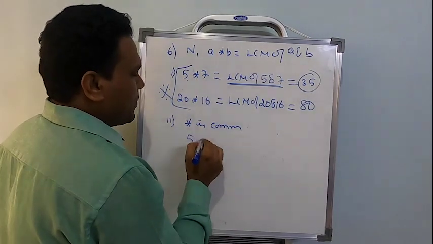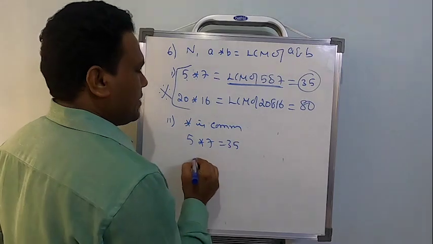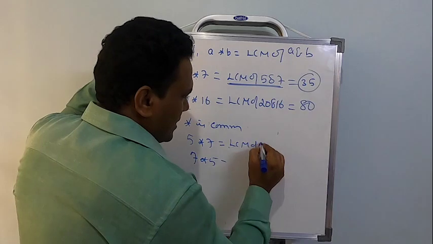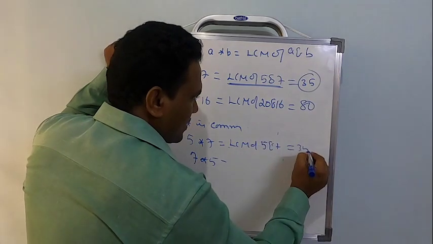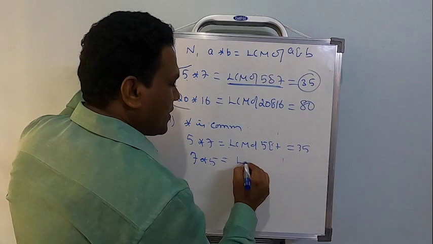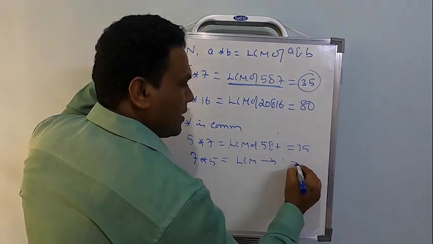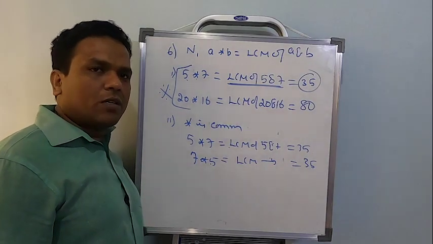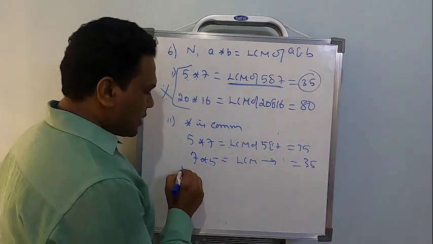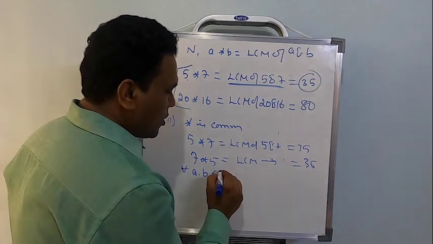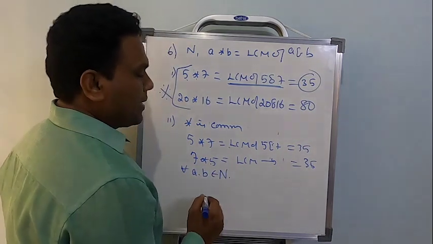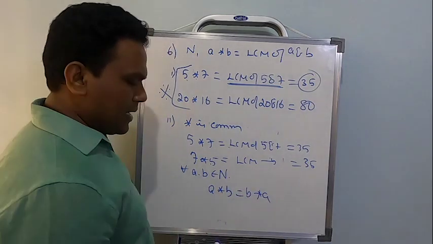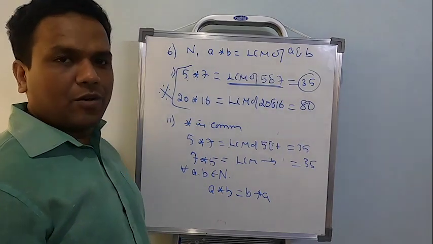Certainly I can just explain here. 5 star 7 is going to be 35. What is actually 5 star 7? 5 star 7 is LCM of 5 and 7, which is going to be 35. What is 7 star 5? 7 star 5 is LCM of 7 and 5. That is also going to be 35. You find LCM of A and B or LCM of B and A, both are going to be the same. So I can come to a conclusion that for any two elements belonging to the given set, A star B will be equal to B star A. Therefore, it's going to be commutative.